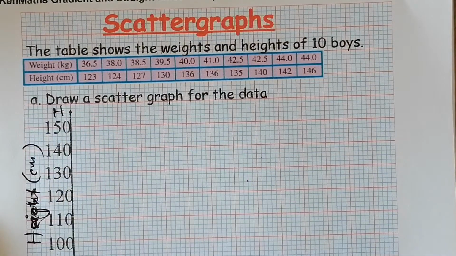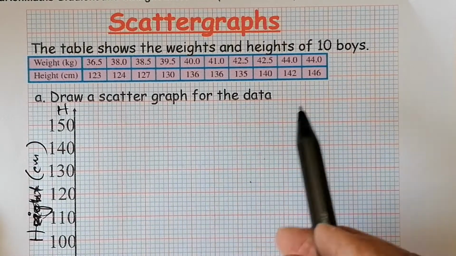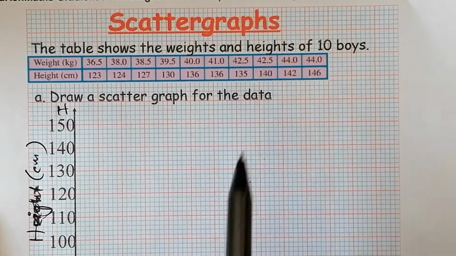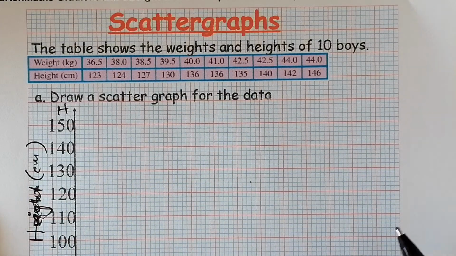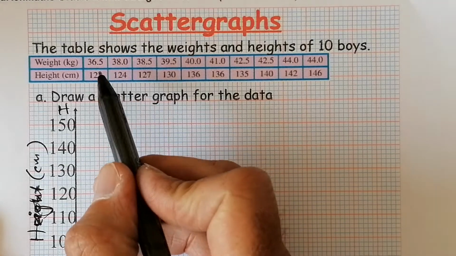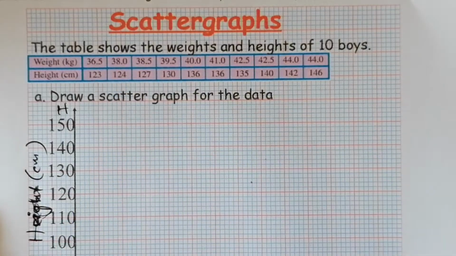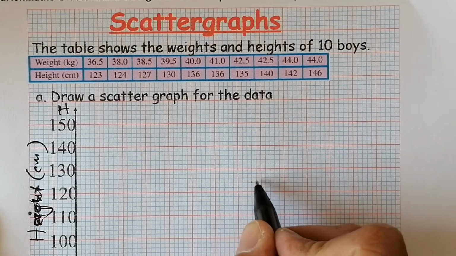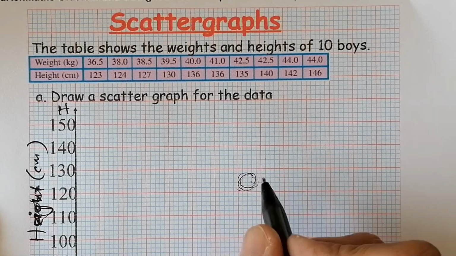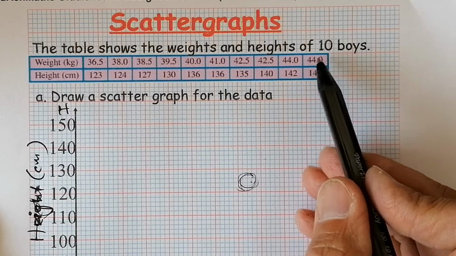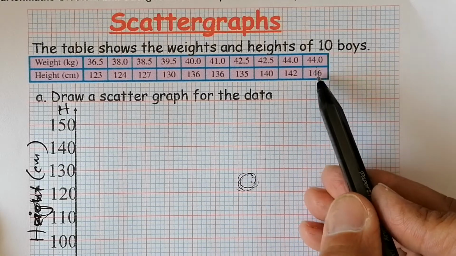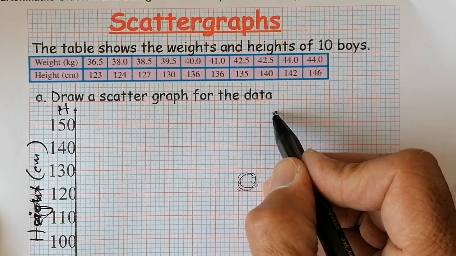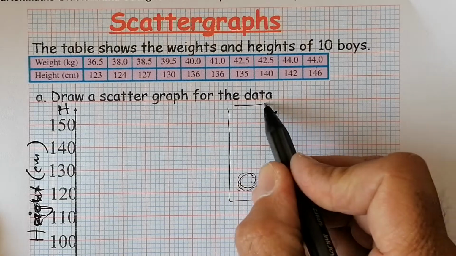If I look at the data, I've got it in order so you can see where it's coming from. Normally it won't be in order, and you'll be plotting the points kind of randomly as they come along. If I look at the first point, 36.5, 123, it's somewhere about here. And the tallest point, 44 and 146, is the plot I'm going to make up here somewhere. So all of my information is just going to be in that wee box there.